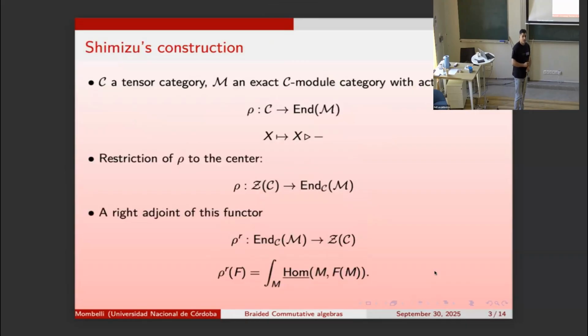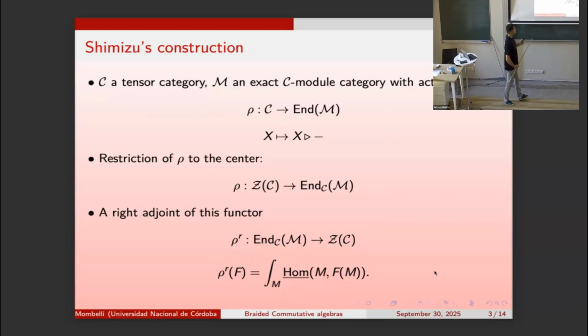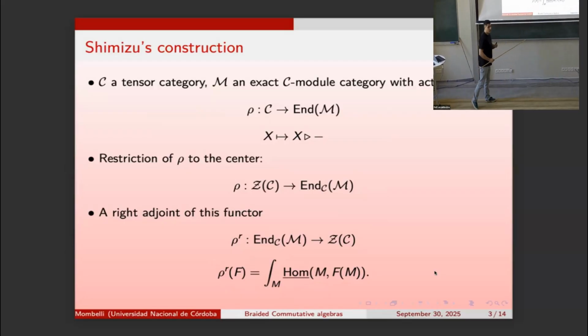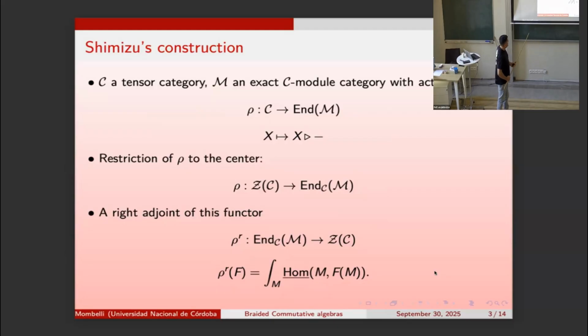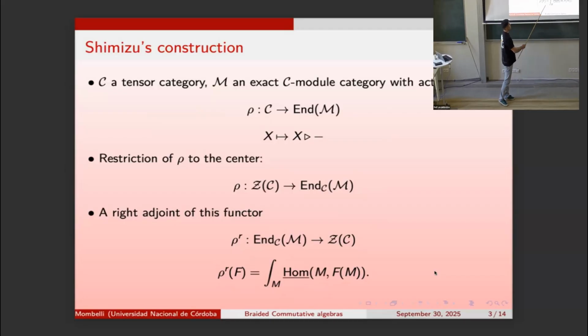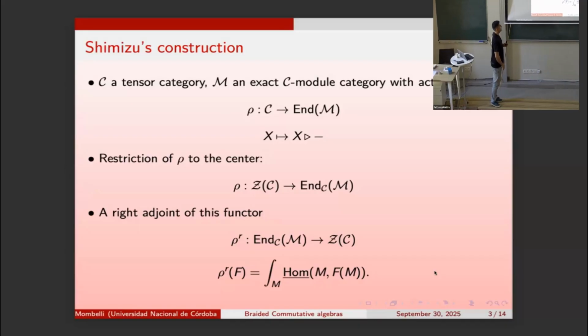So later, Shimizu gave another construction of this algebra, but using a different approach. So let's explain this construction. He started with an exact module category of this tensor category C, via this rho, the action functor, and this functor, when restricted to the center, to the Drinfeld center of the category, then the image of this action functor lands in the category not only of functors but C-module functors. And he computed an explicit right adjoint of this functor in this way, using the Cohen construction that Chelsea explained already. So the right adjoint applied to a functor is some coend of some internal hom of this object.